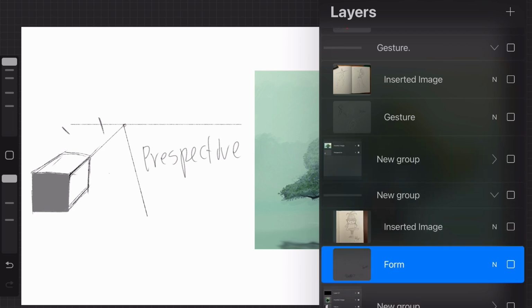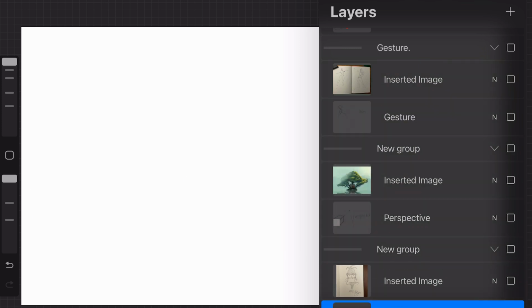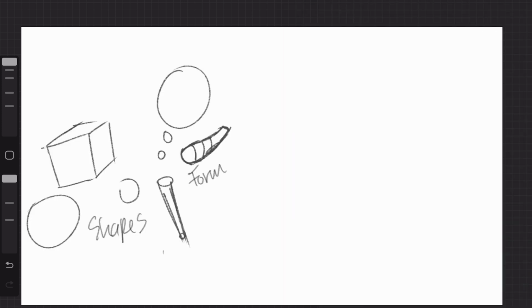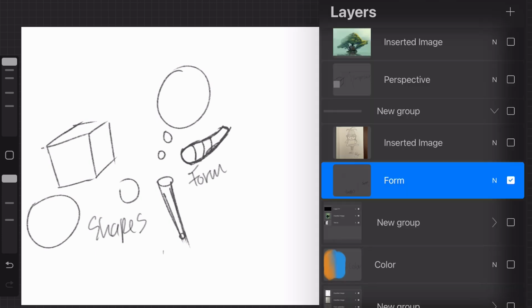Now, form is relatively similar to construction, but I feel like for me it's more building things out of fundamental shapes. So, boxes and circles and cylinders, cubes, and the rest. And I feel like one way that I'd like to illustrate this is by taking this illustration of Daffy Duck that I did the other day and just being able to see certain shapes.